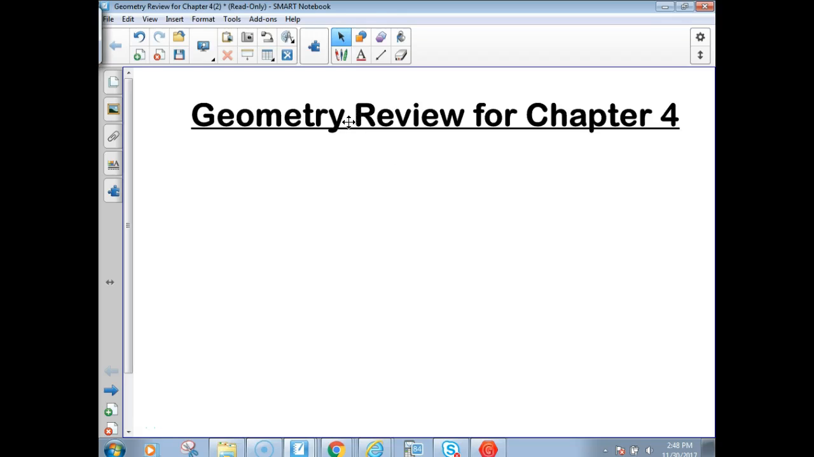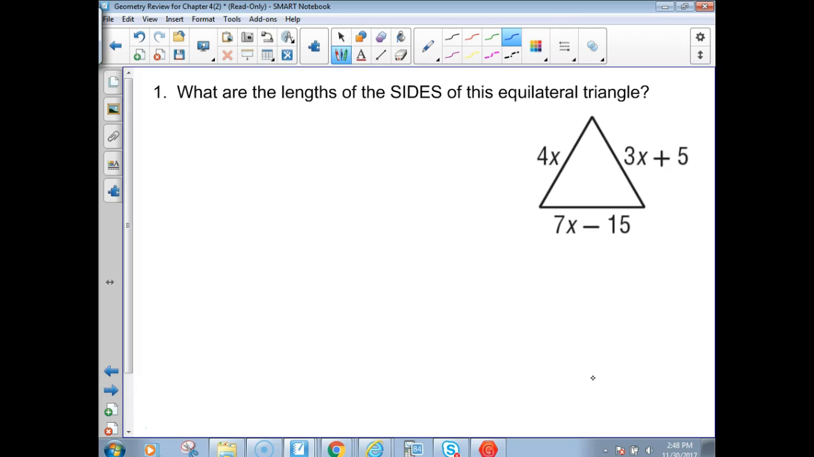All right, geometry review for chapter 4. I'll tell you which ones we're going over. If you have any questions, you may ask, of course. This would be our first problem, and definitely this first whole page is going to be on the quiz.